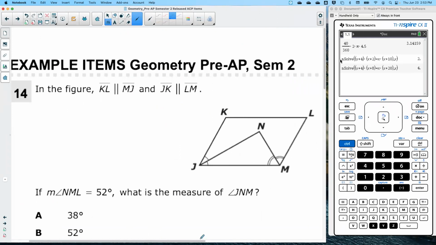All right. In this figure, KL and MJ are, what does that symbol mean? Parallel. And JK and LM are parallel. This is a parallelogram. If measure NML right here equals 52, and these are congruent, they say, so that's 52. What is the measure of J and M? This one. All right, how can we figure this out?